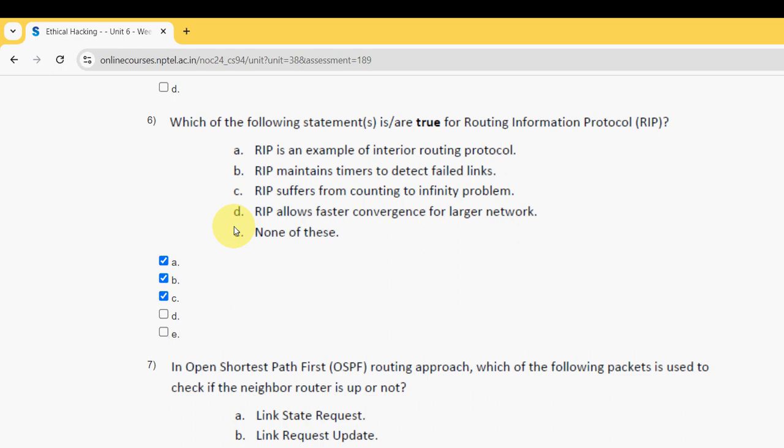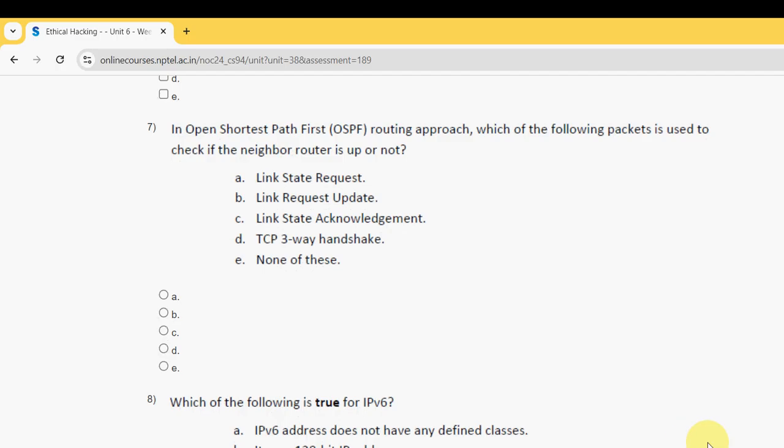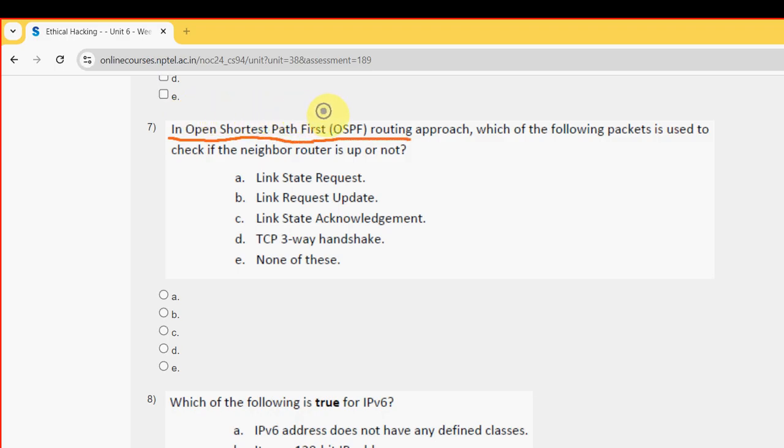Next, seventh question, guys. In open shortest path first OSPF routing approach, which of the following packets is used to check if the neighbor router is up or not? So for seventh question, the probable answer is option D, guys. TCP three-way handshake. So mark option D, guys.